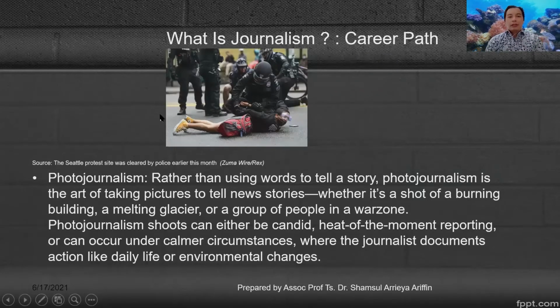Another one is photojournalism. If you see this photo, this is based on evidence. Any photo that gives evidence, let's say the Seattle protest site was cleared by police earlier this month. From here, rather than using words to tell the story, the photo can tell you the story. It can show you what happened here, whether it's a building, a melting glacier, or a group of people in a war zone, for example in Palestine. Previously you saw lots of damage, and it keeps on coming currently, the bombing. So a picture can speak 1,000 words.